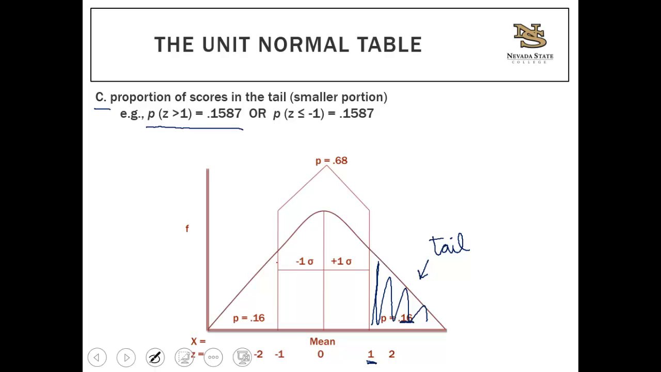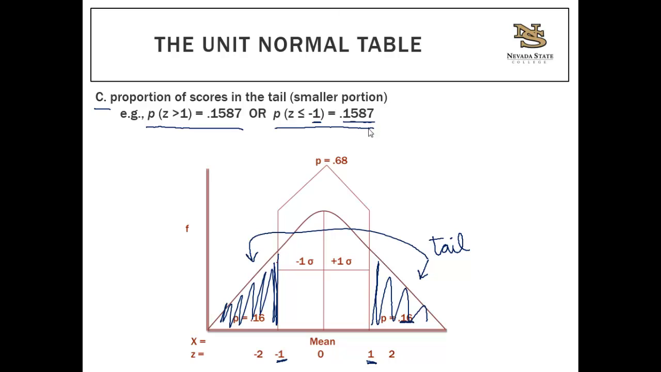Then on the other side, what is the probability of randomly selecting a score with a z-score less than or equal to -1? Here's -1, and less than is to the left. That is also a tail. Go to the same exact spot in the table, find a z-score of 1 in column A, because remember, no negatives, tail, right there, 0.1587.